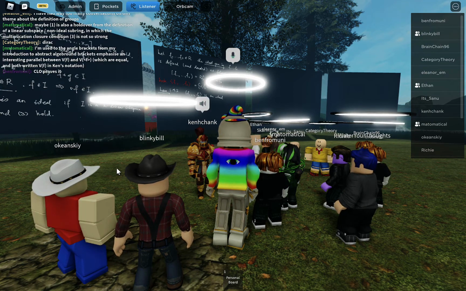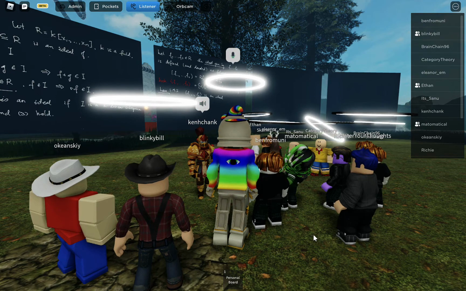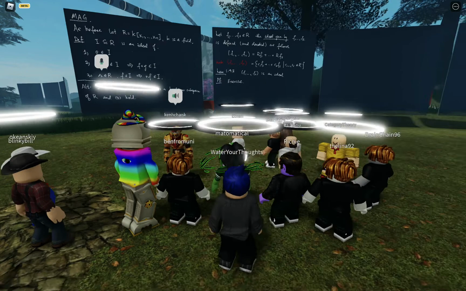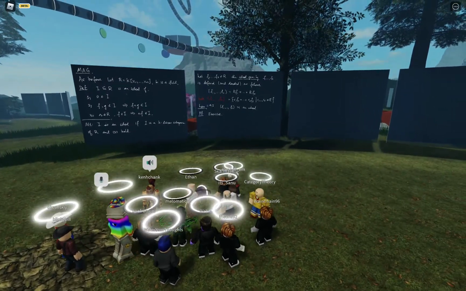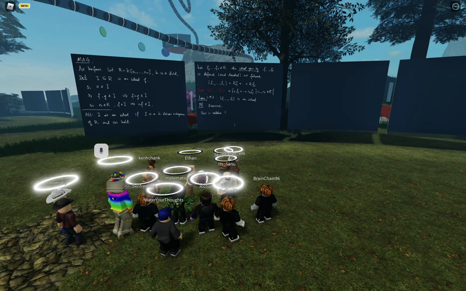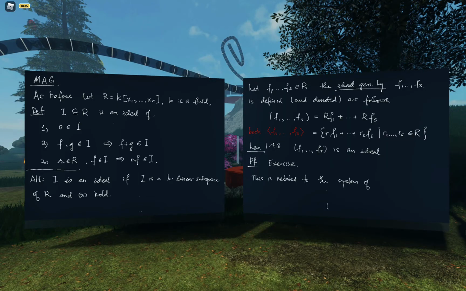Okay, so one way of understanding this definition is looking at systems of equations, right? You're given f1 to fs. You might think that the system of equations f1 equals 0, f2 equals 0, and fs equals 0 has something to do with this ideal, and that's correct, right? So let's spell out how this works. So this is related to the system of equations.